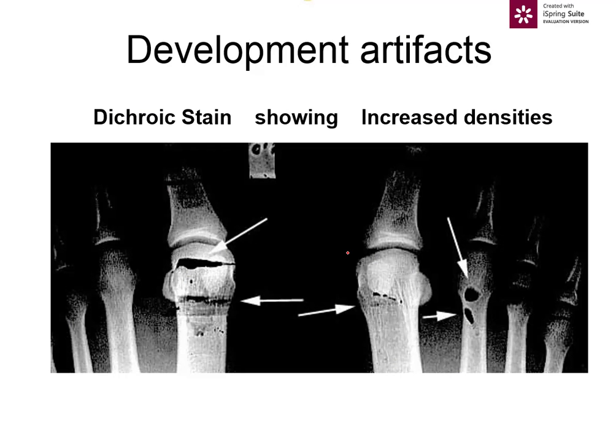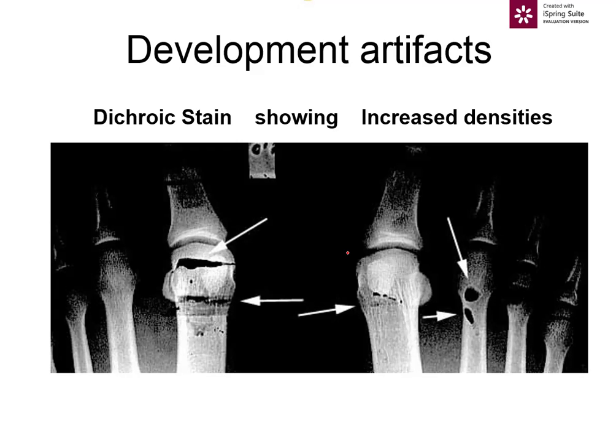Okay, dichroic stains showing increased density. This could happen because, for whatever reason, you had an excessive amount of development going on. This could happen, for example, if you splashed developer chemicals onto the feeding tray, the tray that you fed the film through. It might splash from the tank, who knows.